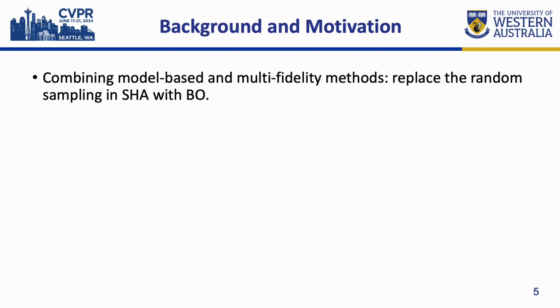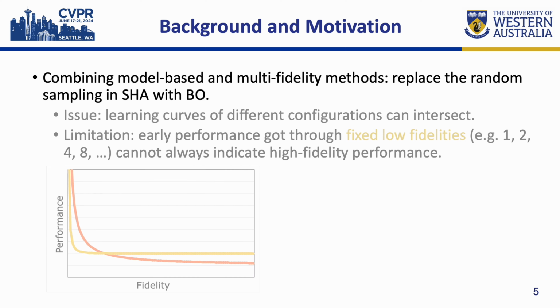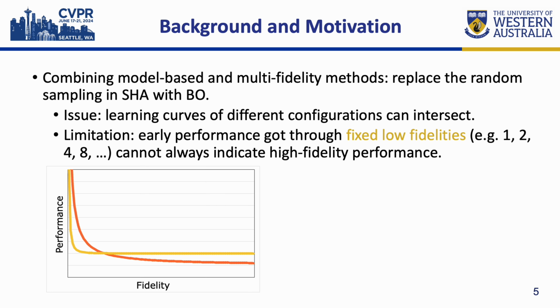Recent research combines these two types of methods to take advantage of both. They follow the SHA framework and replace random sampling with BO. However, learning curves of different configurations can intersect, so the early performance they got through some fixed fidelities can't always indicate the final fidelity performance.